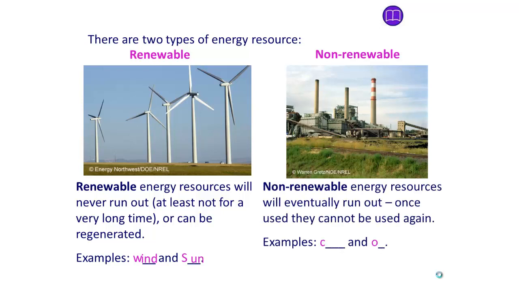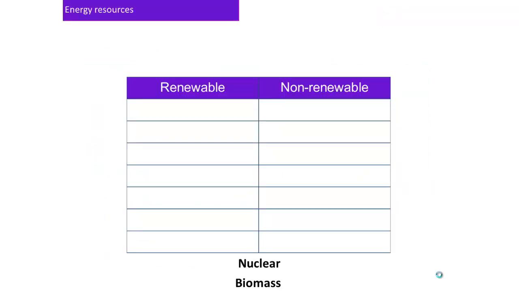Non-renewable energy is basically an energy resource that will run out, and once it's used it cannot be used again. For example, the classic ones are the fossil fuels: coal, oil and natural gas. So let's look at some of these.